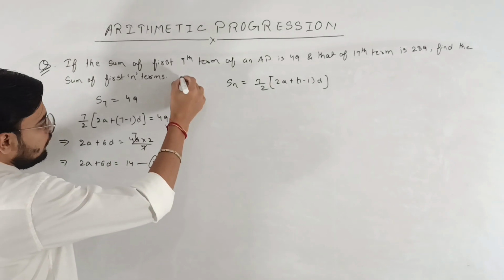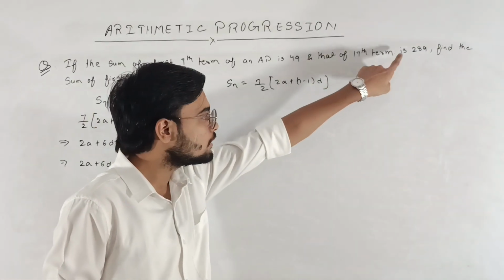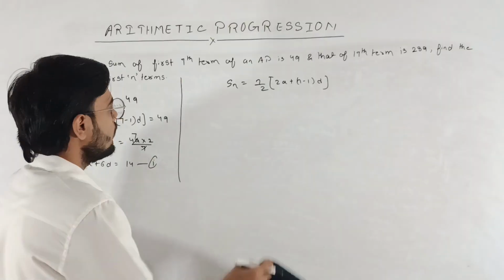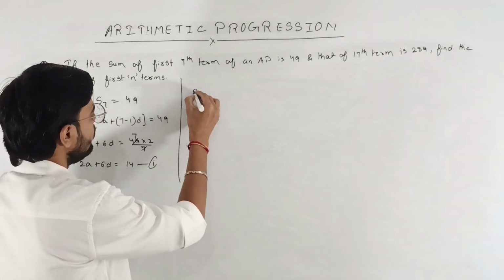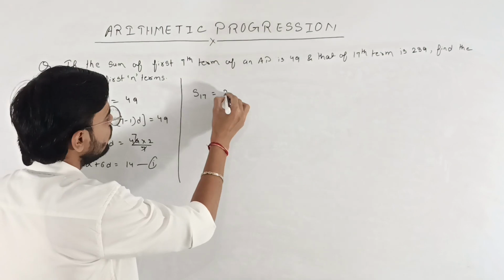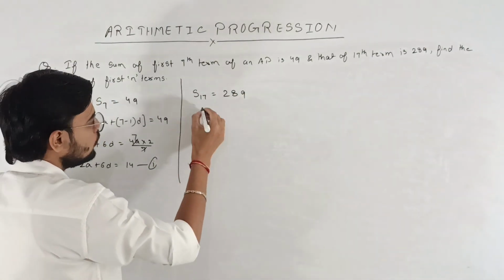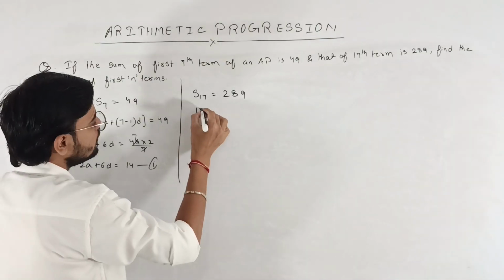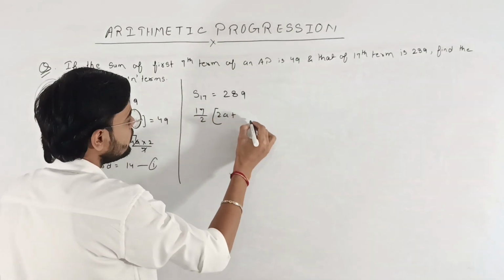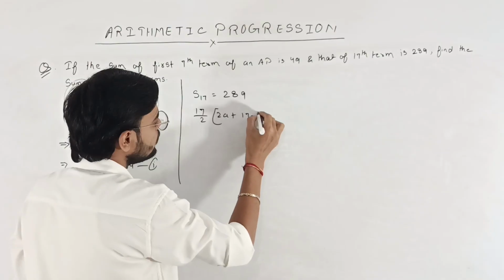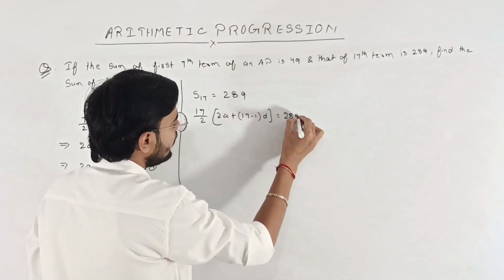Okay. Now next, what is given? It is given that the sum of the first 17 terms is 289. Again I write, it is given that the sum of 17 terms is 289. And what is the formula for the sum of 17 terms? n upon 2, which means 17 upon 2, [2a plus (n minus 1), which means 17 minus 1, into d], is equal to 289.